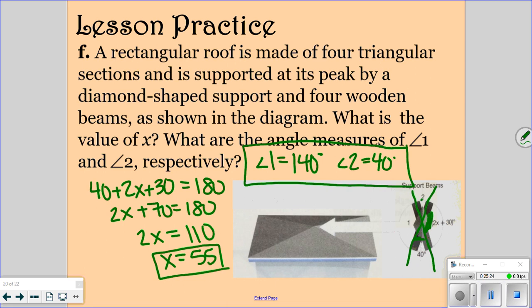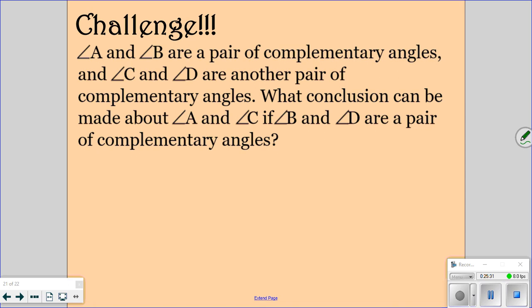Okay? So hopefully you were able to get most of those practice problems right by yourself. We're going to look at our challenge question now. Y'all read through this and pause the video and try it by yourself, and then unpause it and I'll go over it. So angle A and B are a pair of complementary angles, and C and D are another pair of complementary angles. What can be made about A and C if B and D are a pair of complementary angles? That means that A and C are also going to be a pair of complementary angles.